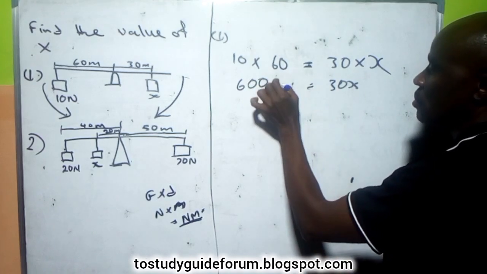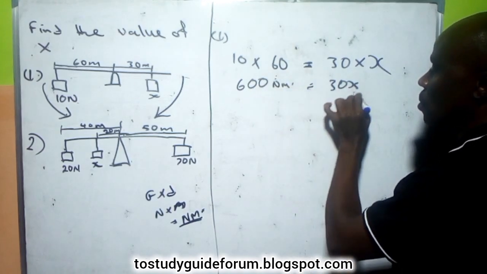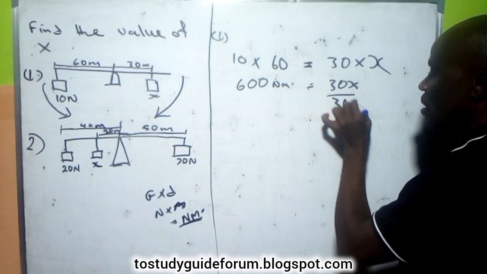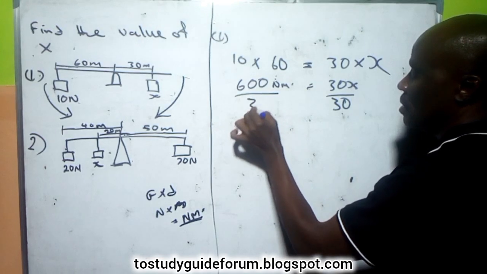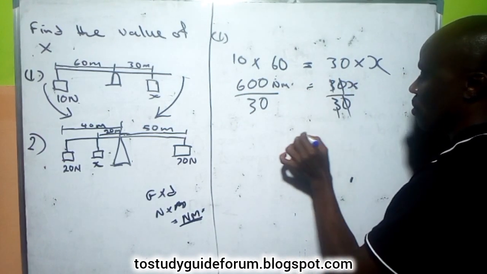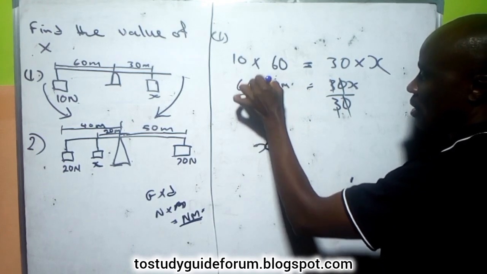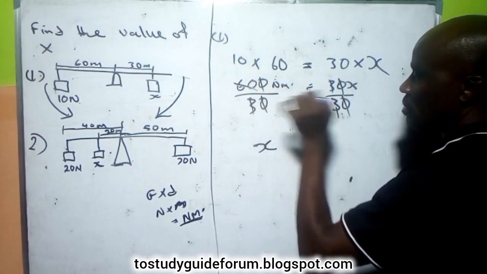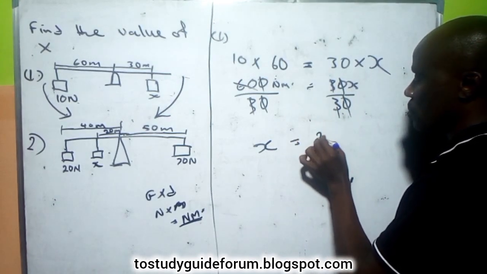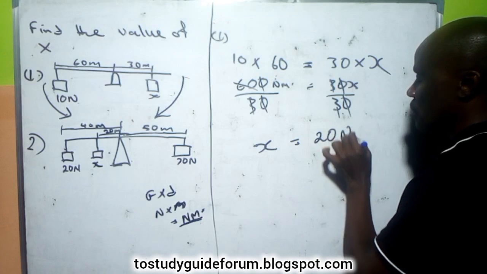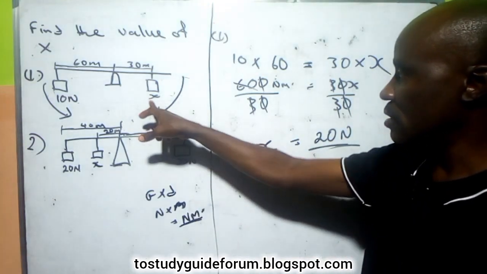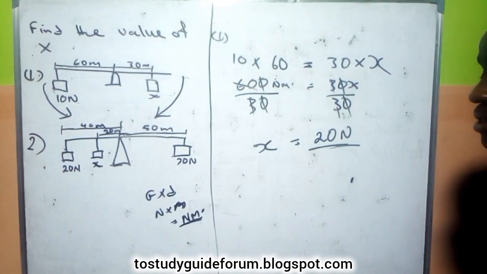600 Newton meter. So now to get the value of x, it will be 30x divided by 30. So this will cancel out, and we have x. What we have will be 20, which means 20 Newton. That is the value of x here. We have found the value of x. See how easy it is.